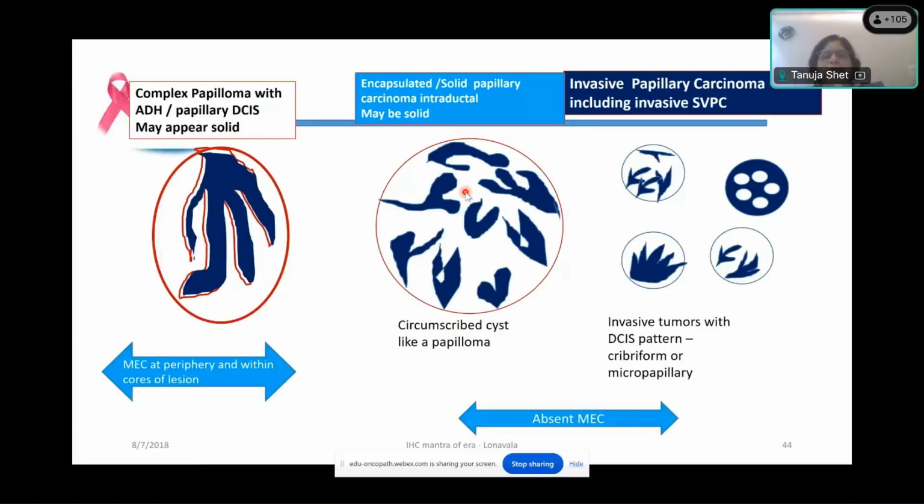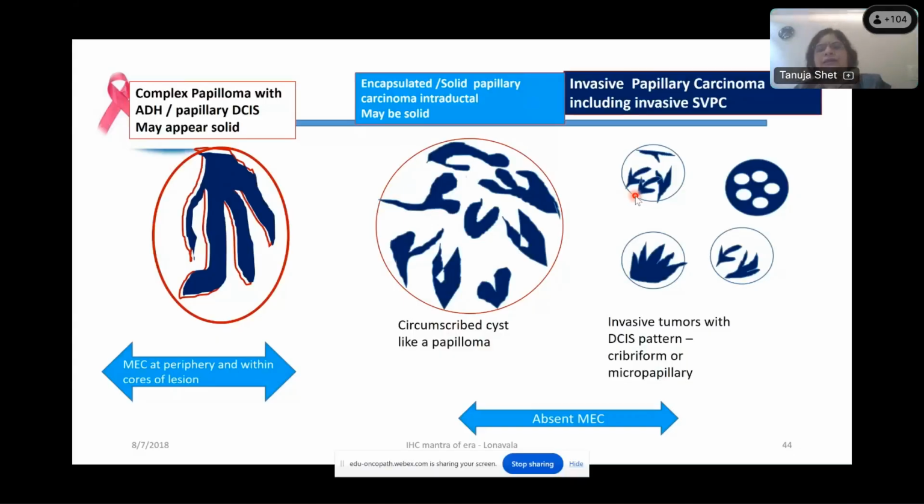On the other hand, there is one cancer which is a papillary tumor within a cyst, but there is no cyst wall. It's not really a duct, it's a pseudocyst. It will mimic a papilloma because it will show as a cyst on radiology. If you look at it, you do not see myoepithelial cells either in the cyst wall or in the core of the papillae. So that's your encapsulated papillary carcinoma.